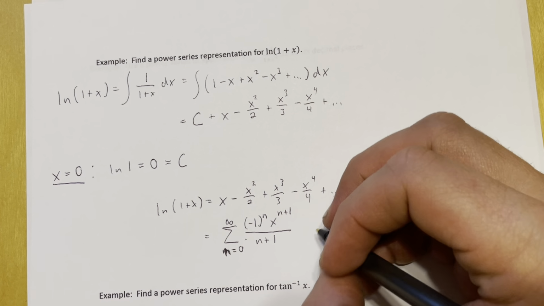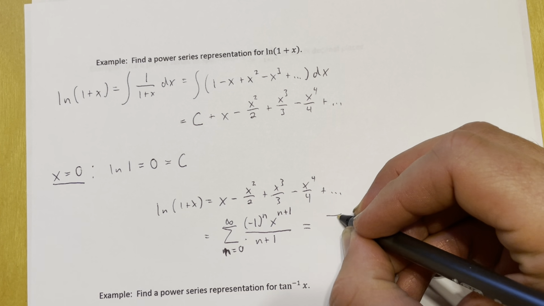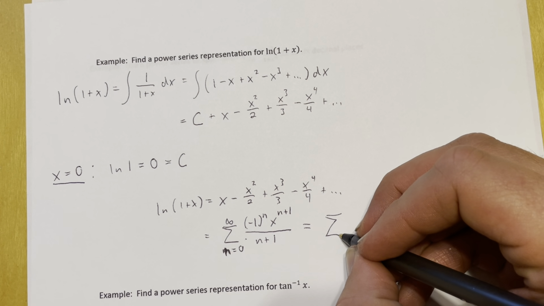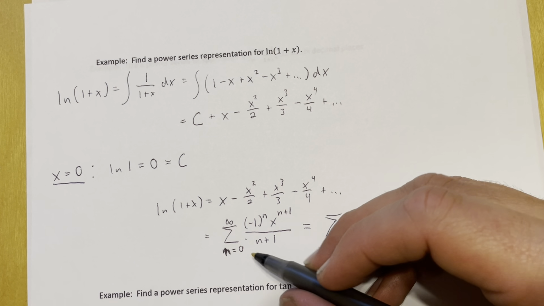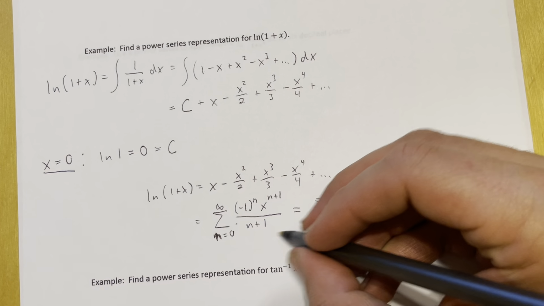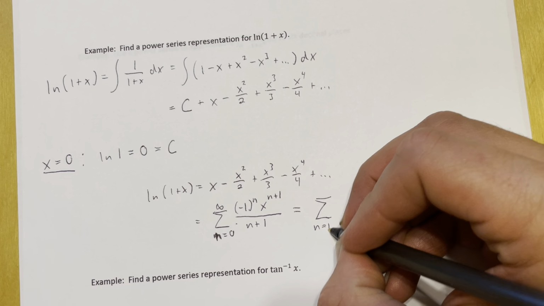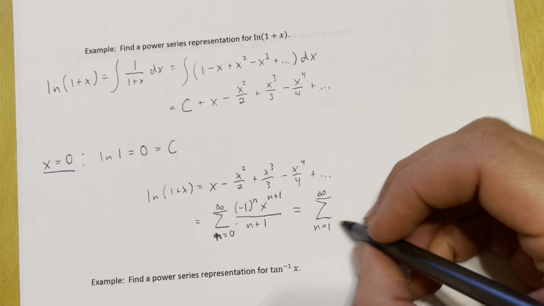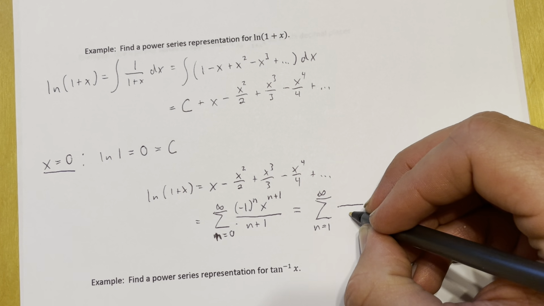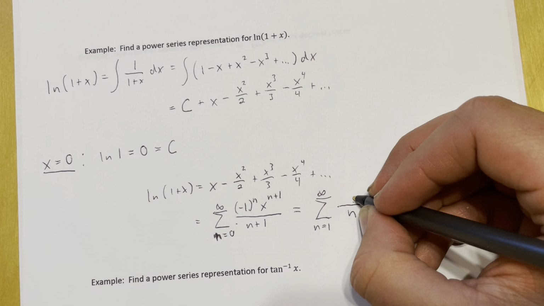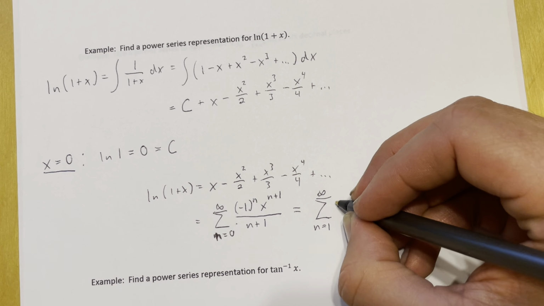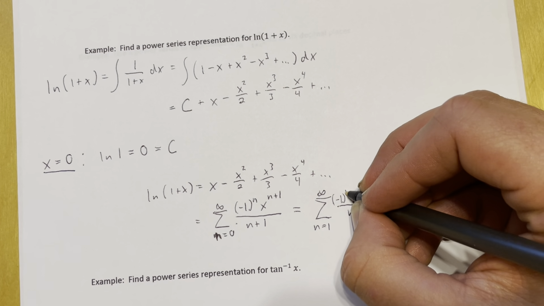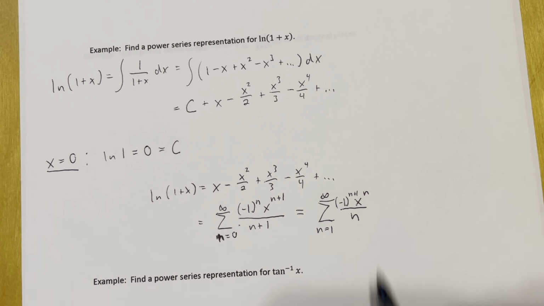Now that works, but this is an example of a series where it might be worth re-indexing. What it means to re-index a series is to change its starting point. Instead of starting at 0, it might be preferable to start at 1. And then my n plus 1 becomes an n, my x to the n plus 1 power becomes an x to the n, and then my negative 1 to the n becomes negative 1 to the n plus 1. Notice that that would match term for term everything I would get from this series if I started at 1 instead of 0 over here. I'll let you verify that.